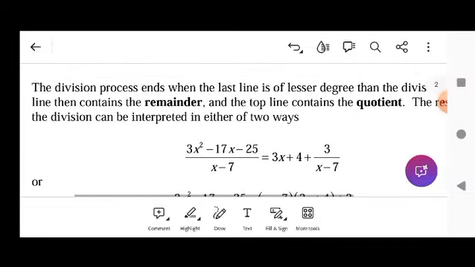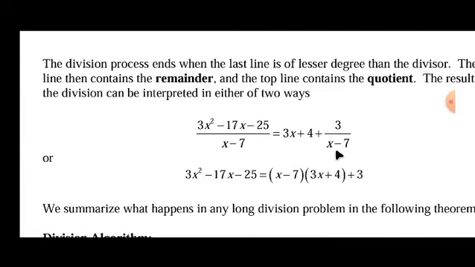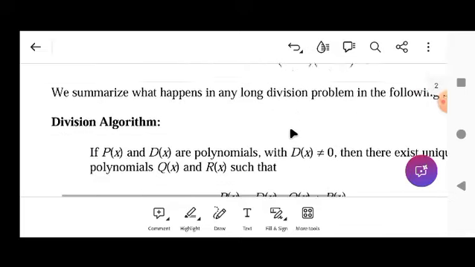Can you see? So in this case, the process ends when the last term is of lesser degree than the divisor, which we have seen our term was 3. So we see that when we divide 3x squared minus 17x minus 25 by x minus 7, what we have was 3x plus 4, but we have a remainder which was 3. Then you put down the divisor here, right? So you can put it this way also. What you are dividing, multiply by what you got, then plus 3, because this plus 3 was the remainder.